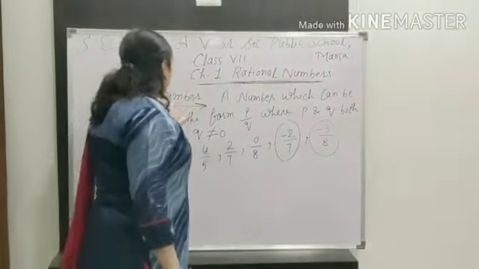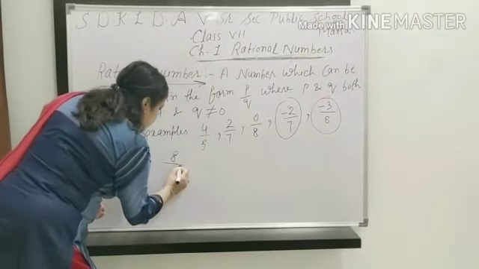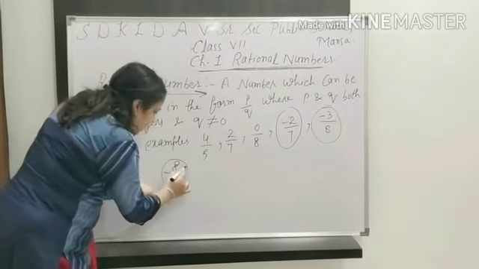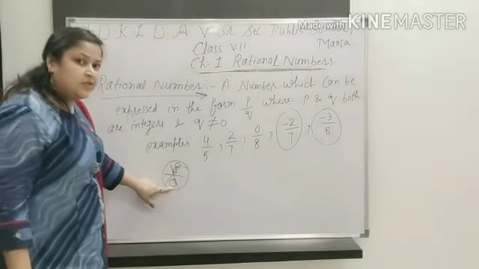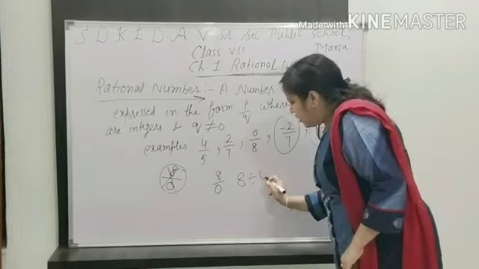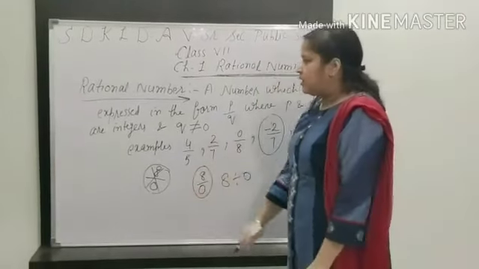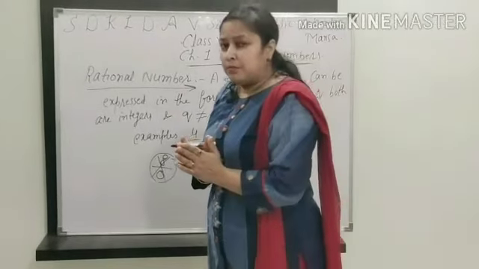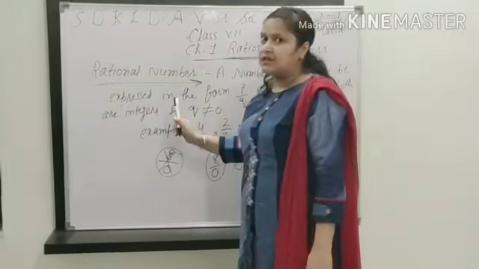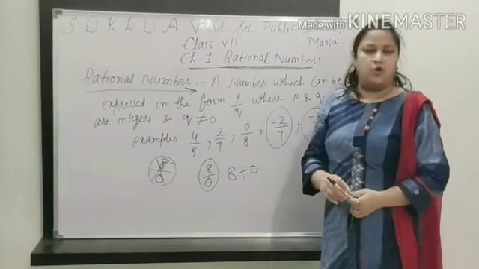Now our definition says q is not equal to 0. Why? If I take 8 upon 0, means denominator 0. If denominator is 0, then the number cannot be defined. Therefore, q must not be equal to 0. How? 8 upon 0 means 8 divided by 0. But we cannot divide any number by 0. Therefore, this number cannot be defined. Therefore, a rational number must have a denominator not equal to 0. I am repeating, a number which can be expressed in the form p upon q, where p and q both are integers and q is not equal to 0.